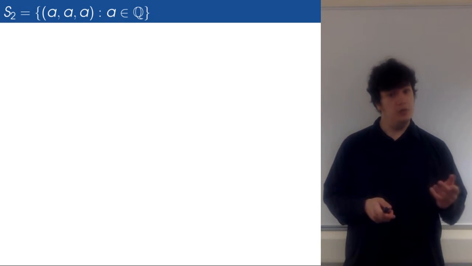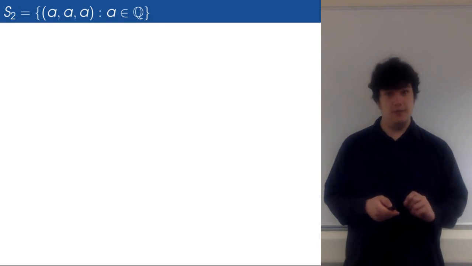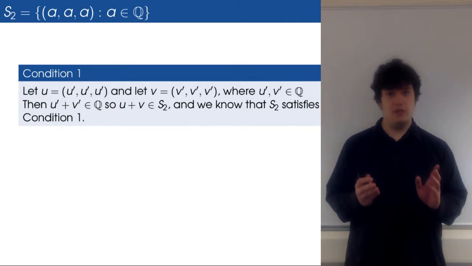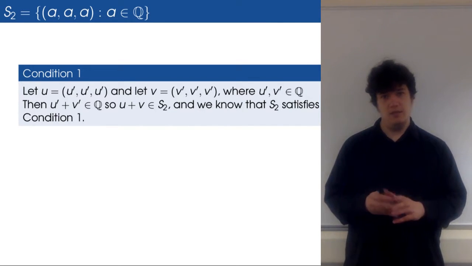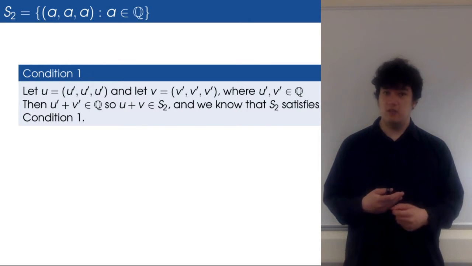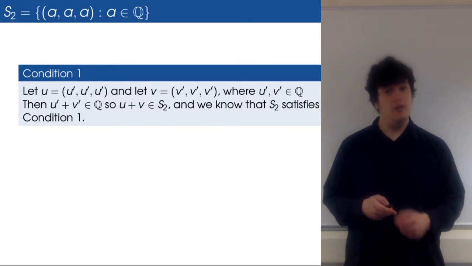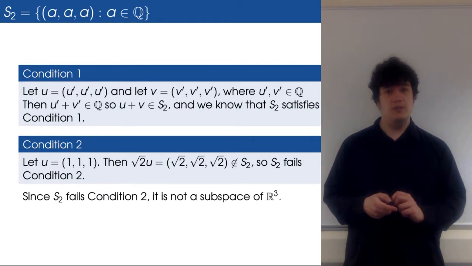S2, all three coordinates must be the same rational number. So let's look at condition 1. If we take two arbitrary elements of S2, add them together, we end up with something still in S2. So this satisfies condition 1. Let's look at condition 2.